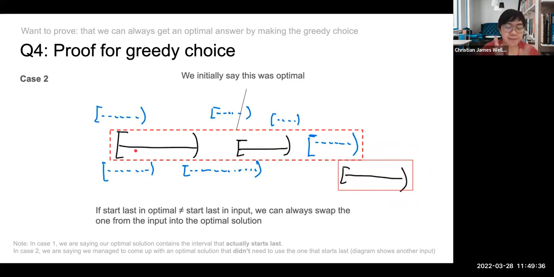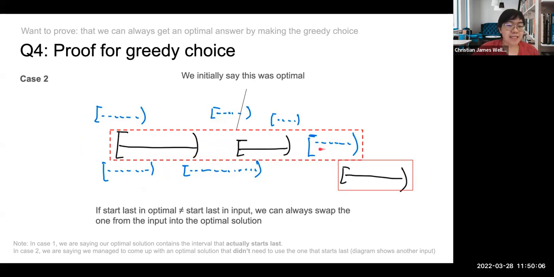Let me say that again. Let's say we have this input. This entire thing is the input, and the middle one is the optimal solution that we have. We can construct a subset of 3 intervals, and this is the max. This is the optimal answer, because these 3 intervals don't clash.